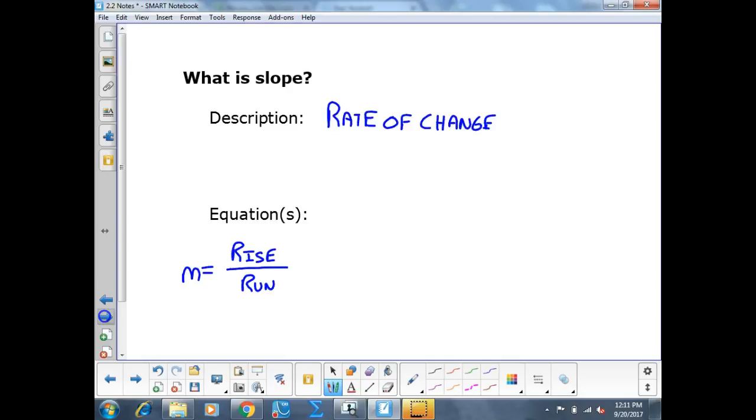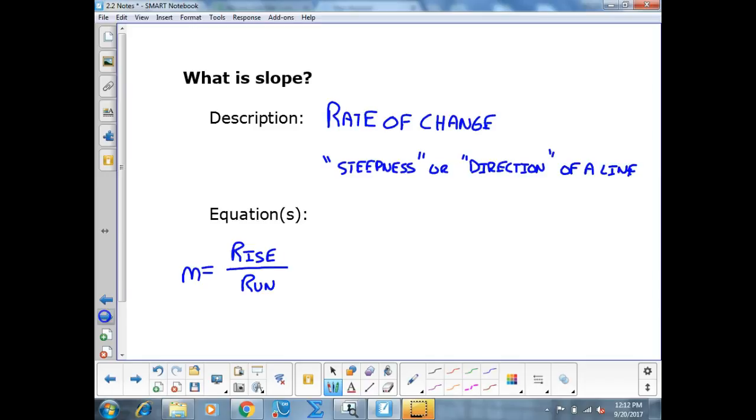Anything else that we know about slope? Build off that y equals mx plus b. Where have you seen y equals mx plus b before? What part would the slope be in a linear function? Or a line, let's say. Could we call it the steepness or the direction? Bigger the slope, obviously, the steeper it is.